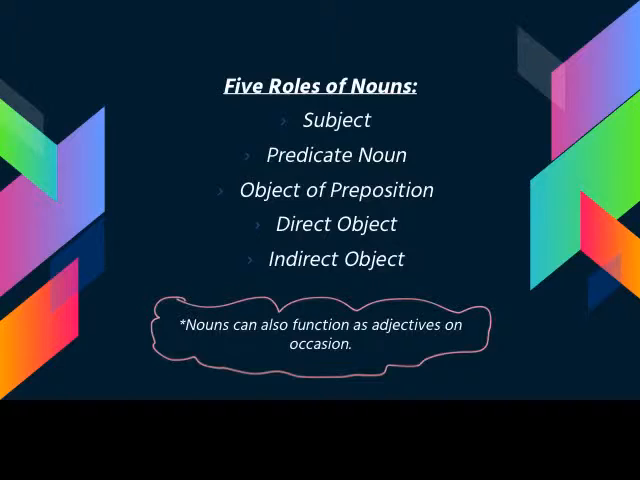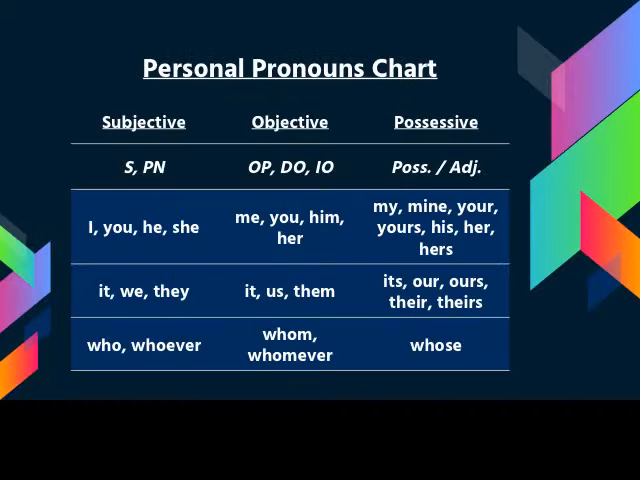Pronouns, by definition, can do all of the things that nouns can do in sentences, as they are simply a renaming of a noun. The chart you see here lists all of the personal pronouns under the category in which they can be used in a sentence. So if you look at this first column, the subjective column, you'll see that the pronouns underneath it can play the role of subject or predicate noun in a sentence.